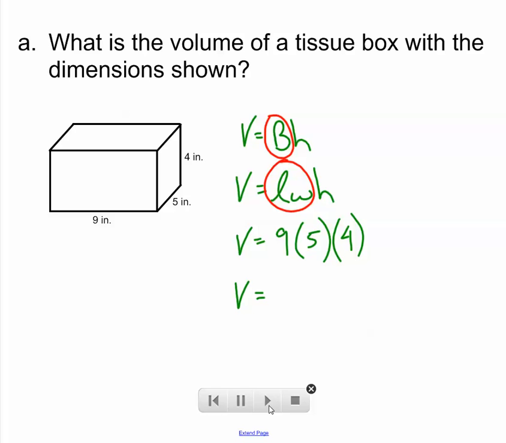9 times 5 is 45, so you could say that the area of the base is 45, and then 45 times the height is 180. Some people might say, no, this is the base over here. 5 times 4 is 20. Well, 20 times 9 is 180. And some people might say, no, the front is the base. I could set it on its front. That's 9 times 4 is 36, and then 36 times 5 is 180. So no matter which way you look at it with a rectangular prism, you're just multiplying the three dimensions by each other.